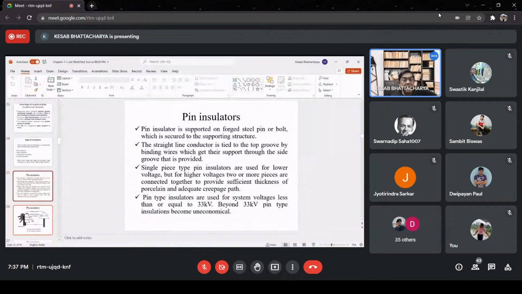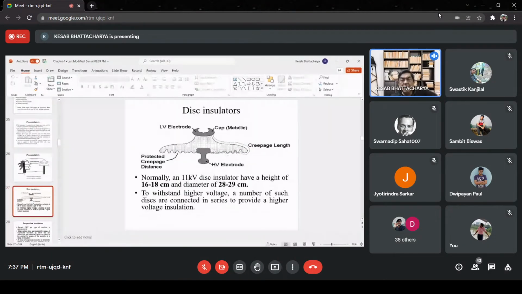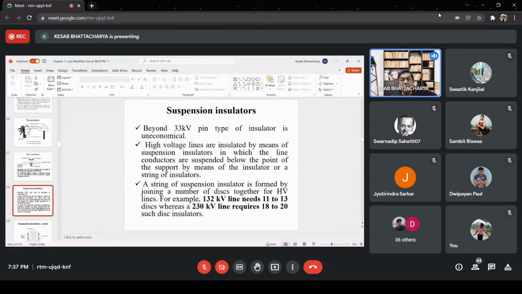And these things we also discussed. Disc insulators I think we discussed. Suspension insulators we didn't discuss, I think. Did we discuss these things or not? No, sir. Okay, so let us start with suspension insulators.